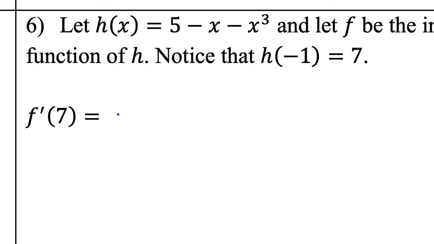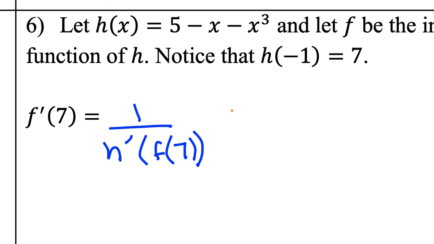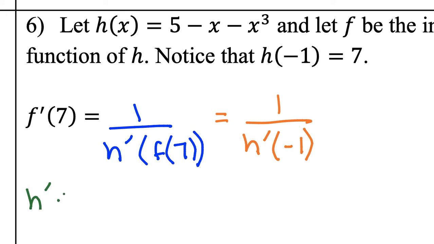So f prime of 7 using f and h is 1 over h prime of f of 7. That is now going to be equal to 1 over h prime of negative 1. And then I have to figure out what h prime is. So h prime of x is equal to negative 1 minus 3x squared.